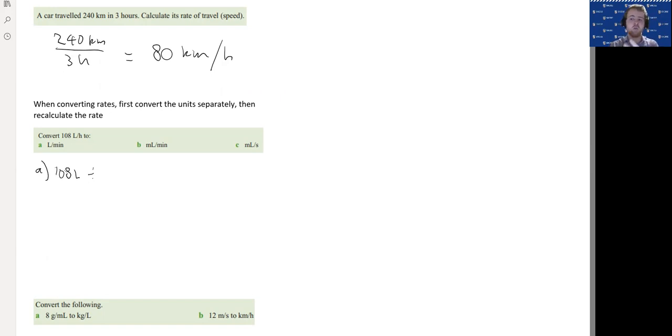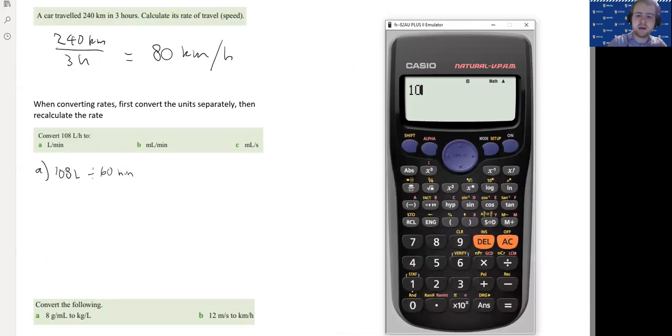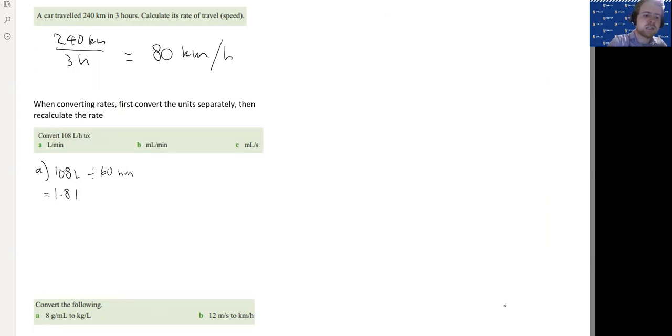Now we don't have to write 1 hour, okay? It's like a simplified fraction or simplified number where you don't have to write 3 over 1. It's the same as 3. In this case here, we can consider the per hour as per 1 hour. And so we can convert that 1 hour into 60 minutes. Okay, and then when we pop that in our calculator, 108 divided by 60, we get 1.8 liters per minute.